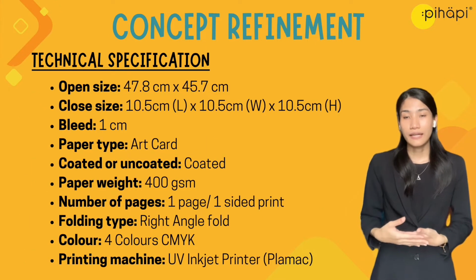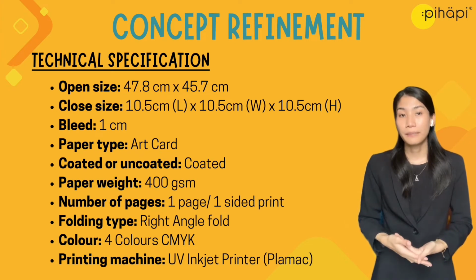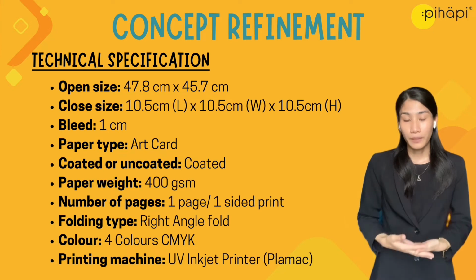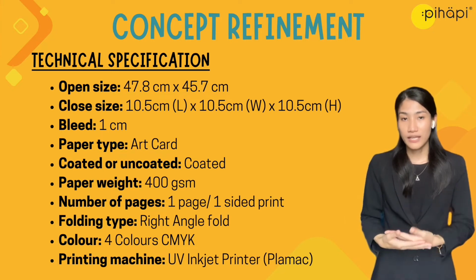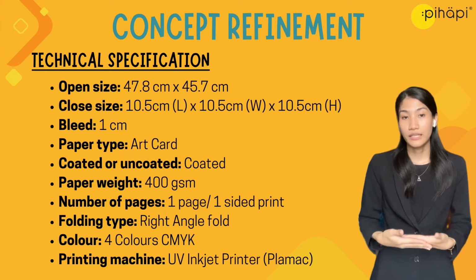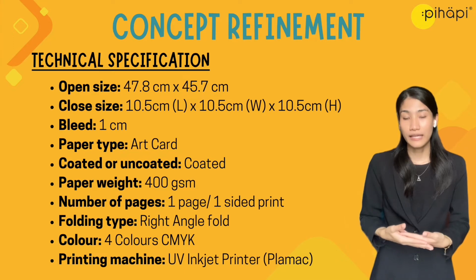And here's the technical specification, which is the open size, closed size, bleed, paper type, which is art card and coated paper, and the paper weight is 400 GSM. Number of pages is 1, which is one-sided print, and the folding type is right angle fold, and the colors are 4 color CMYK. And lastly, the printing machine is a UV inkjet printer, and the brand name is Plamac.